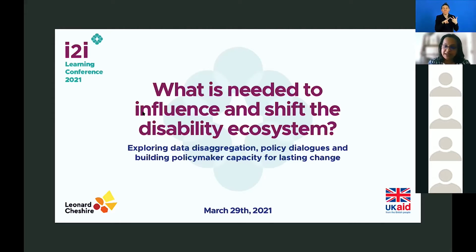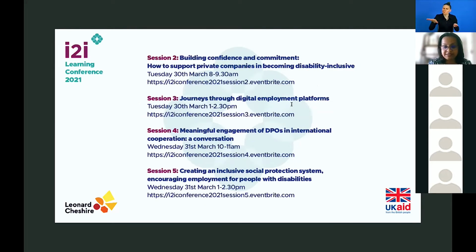So in the next 40 to 50 minutes, we will focus on two of these areas, which relate to influencing mainstream labor market policies and having access to disaggregated data. On Wednesday, we have a dedicated session focused on the important role that organizations of persons with disability play in shifting the disability ecosystem through advocacy and holding key stakeholders to account.